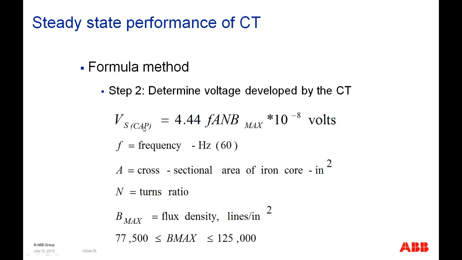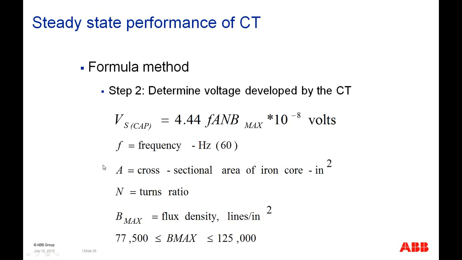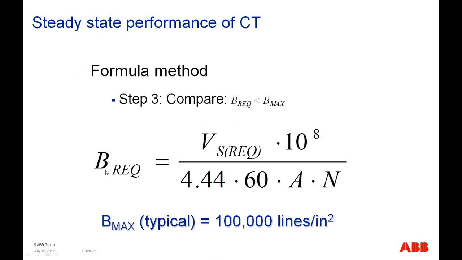Then, after we know what voltage we're going to have, we can determine it by the turns ratio and the cross-sectional area of the core of the CT. We can then determine what size CT we need in order to get that information. And then after we determine the V required that we need to have, we could use this equation to determine if our CT will meet those needs, by using the VS required, the secondary voltage required that we calculated, and then with the physical dimensions for the CT, we could determine what the V required is going to be, which is the flux required, and that typically is less than 100,000 lines per square inch.